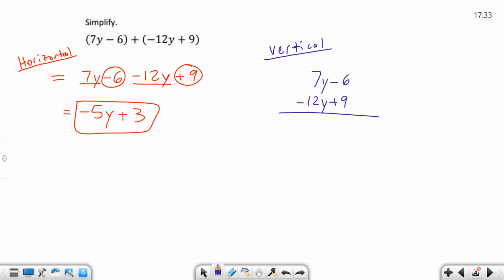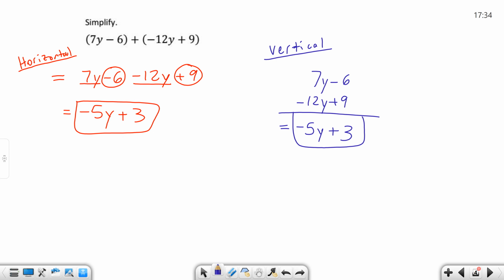7y minus 12y, well, again, you subtract and take the sign of the larger, so that's negative 5y, and then here's negative 6 plus 9. Again, you subtract. They're different signs. 9 minus 6 is 3, and the larger number is positive, and you get negative 5y plus 3. And our two answers should correspond to each other, and they do.